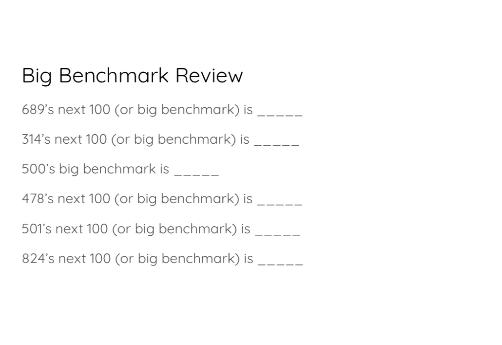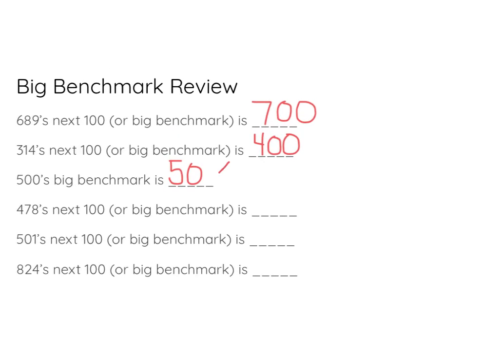All right, now pause the video and put the big benchmark because we need to be good at close benchmark and big benchmark while we're practicing. 689's next 100 equals 700. 314's next 100, or the big benchmark, is 400. 500's big benchmark is 500. It is a benchmark already.